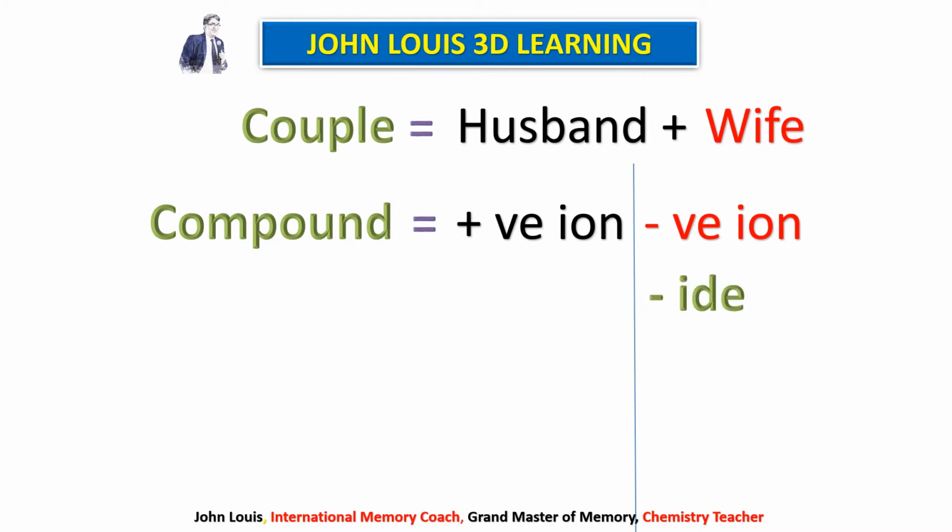So negative ions end with three suffixes. Any one of these three suffixes: ide, ite, and the last one is ate. Ide, ite, ate. If the name of an ion ends with any one of these three suffixes, then that ion is negative. If not, that is positive.